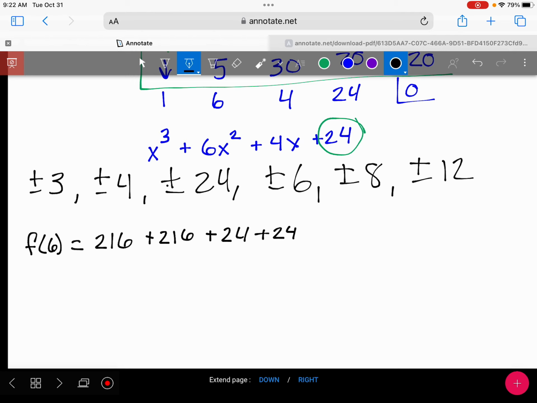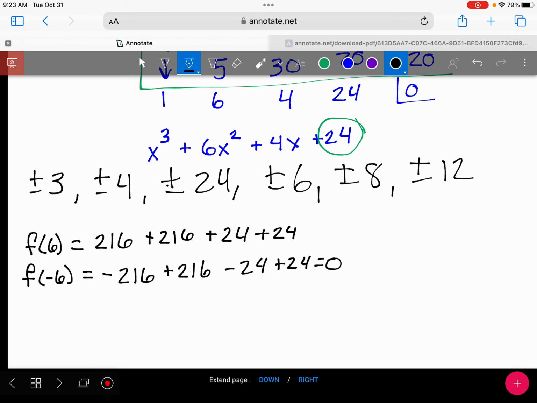Let's look at -6. So we have negative 216 plus 216 minus 24 plus 24. I don't know. Tommy, if you are genuinely guessing, go buy a lotto ticket, if you're 18, because you're just lucking yourself into roots right here.